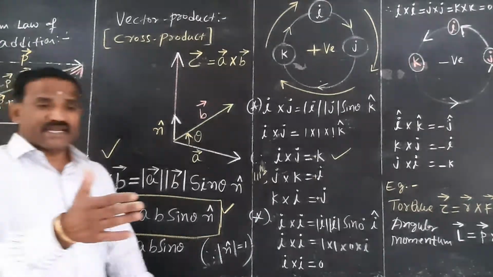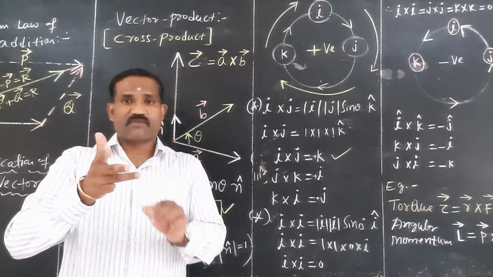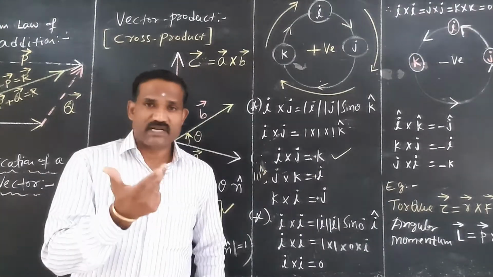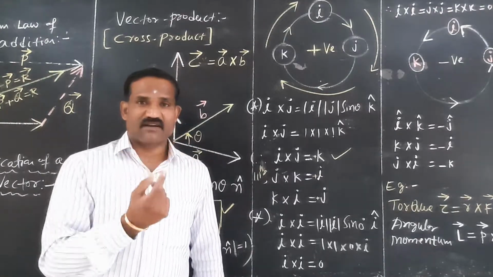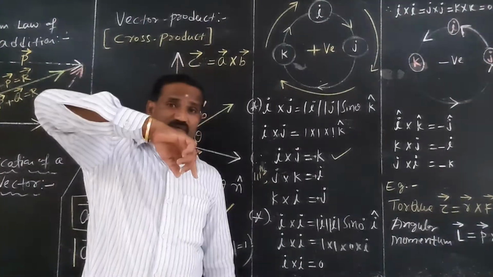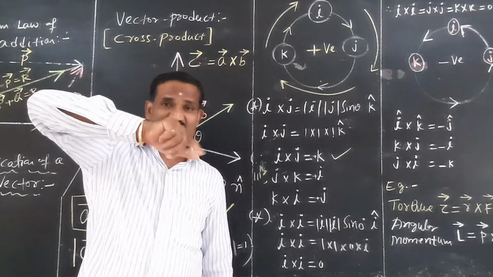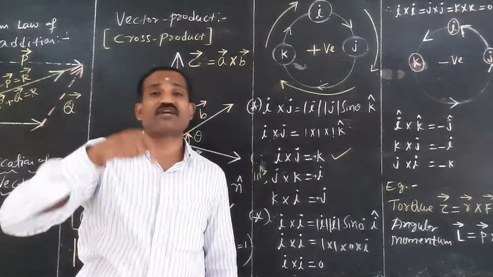See, vector A cross vector B. This is vector A and this is vector B. Vector A, screwdriver, best example. When you rotate the screwdriver in the anti-clockwise direction, it is moving upward. The same screwdriver, if you rotate it in the clockwise direction, it is moving down. The tip is pointing downward.